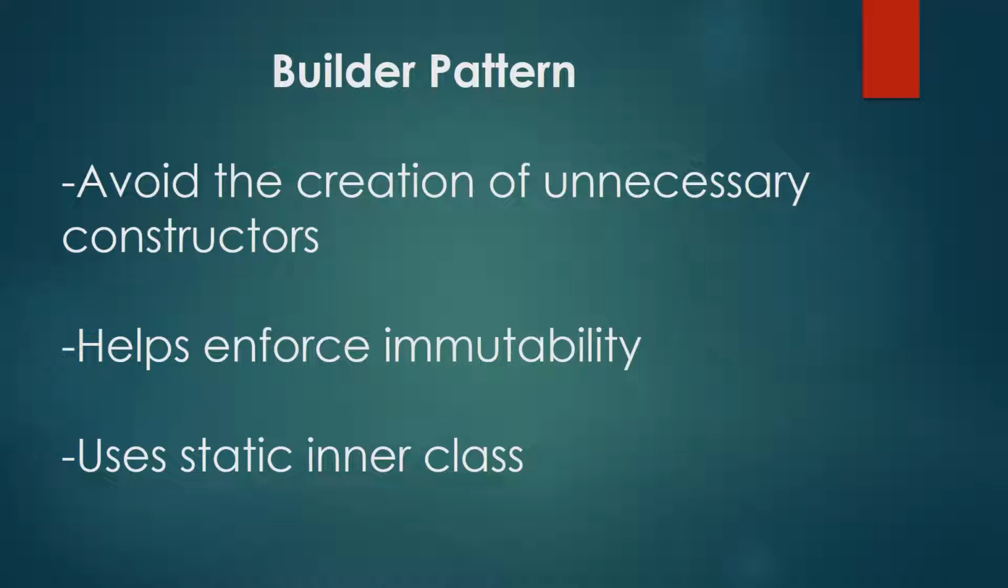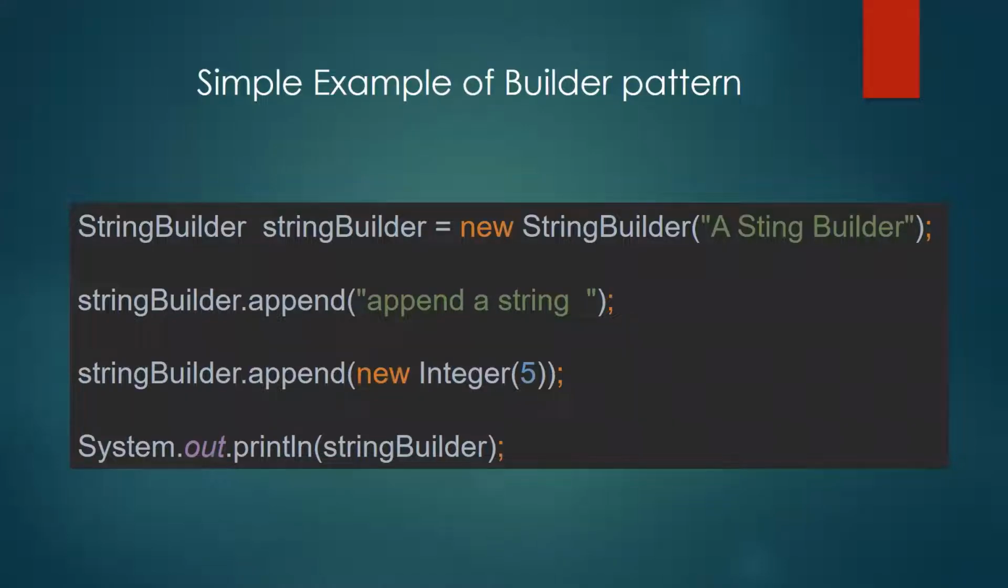This pattern is designed with the help of a static inner class, and let's see a simple example from Java, and then we'll have a demonstration for the same. In Java, we have the StringBuilder class. This helps us build a particular object with the help of the append method. Whenever we use the append method, we can add a new string or a new float value or a new integer value, and then the final StringBuilder object will contain the concatenation of all these things.